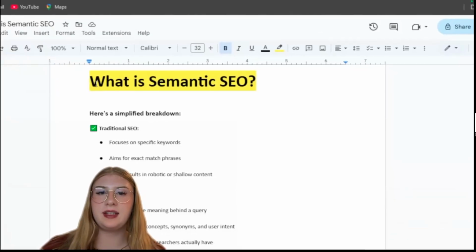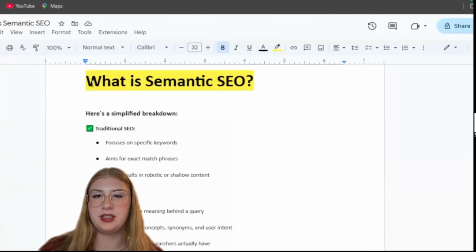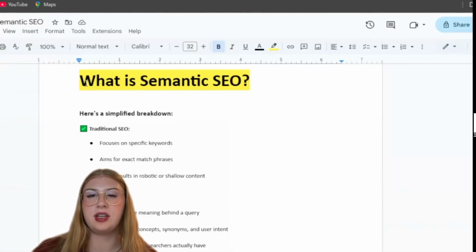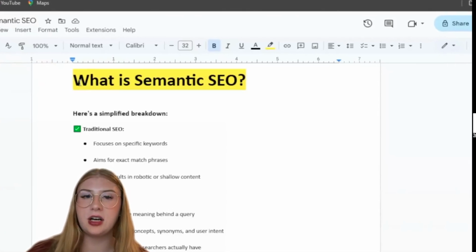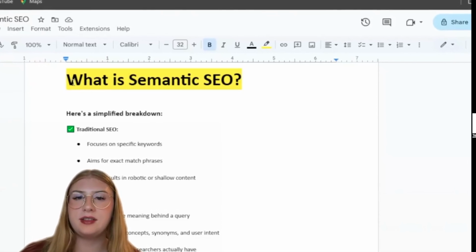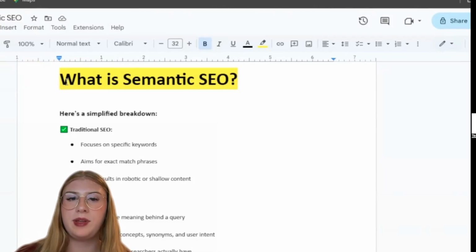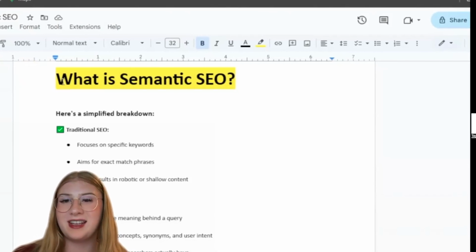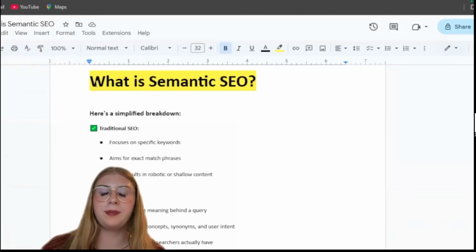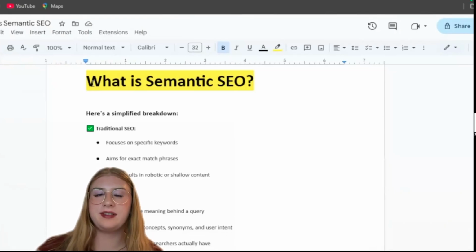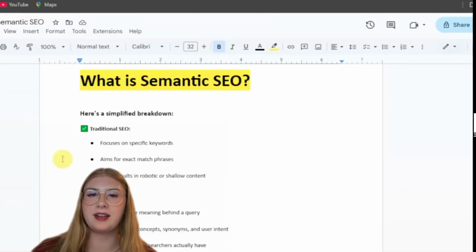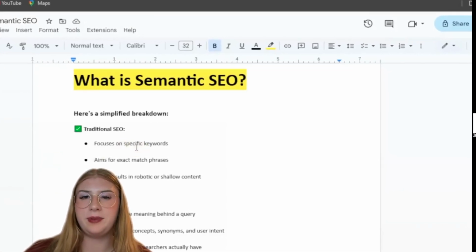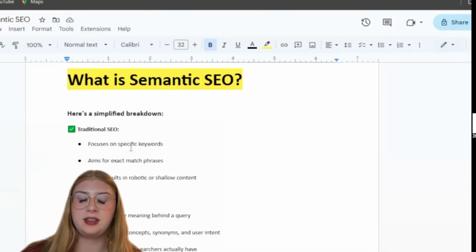The idea of semantic SEO has gained a lot of attention recently, especially as search engines continue to evolve. Today, I'll walk you through how semantic SEO works and demonstrate how you can implement this approach to optimize your content effectively. I'll begin with a brief explanation of the theory behind semantic SEO, and then I'll show some practical examples that will help you understand how to apply this technique to your own content.